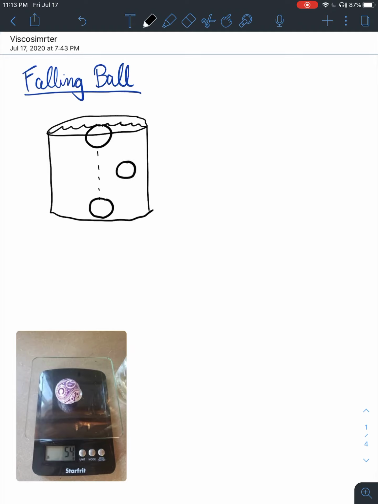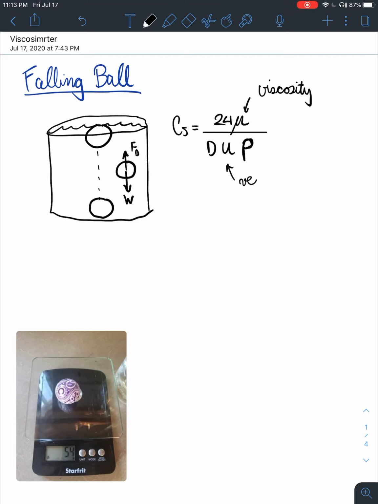When the ball is in the fluid, there are two forces acting on it. So you will have the weight dragging it down and then the drag force, which is preventing this motion. A few equations that we have developed in class are the coefficient of drag, which is as follows. Where mu is the viscosity and u is the velocity of the ball as it moves through the fluid.